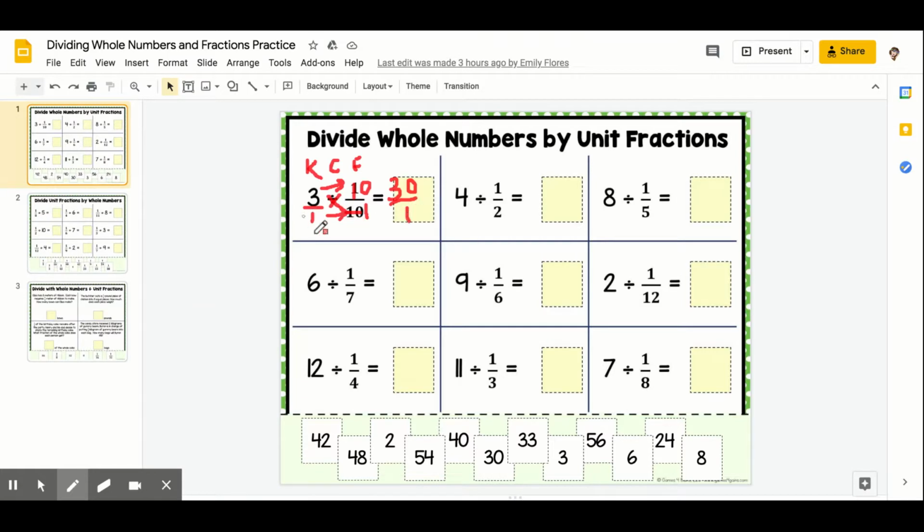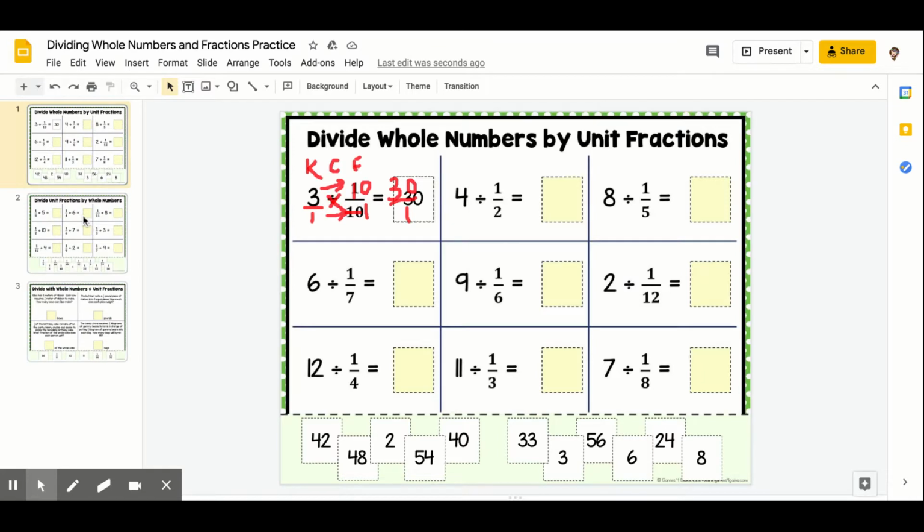Remember, whole numbers have 1 as our denominator, so 30 over 1 is just 30. So I would find 30 in my answer, which is right here, drag it to its spot, and that would be my answer. So 3 divided by 1/10 is equal to 30.